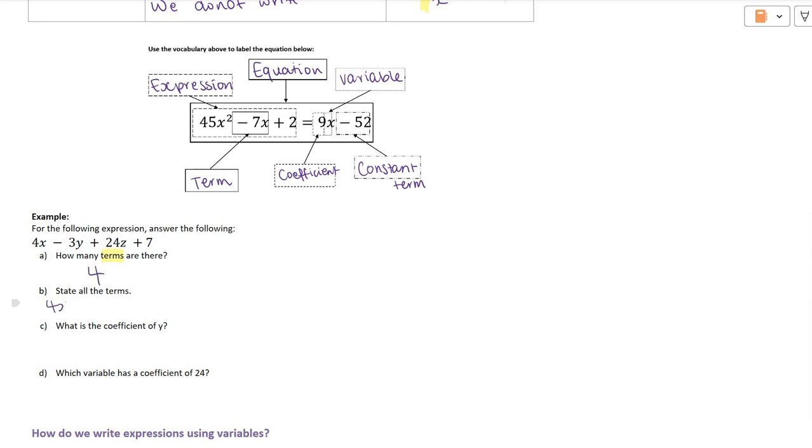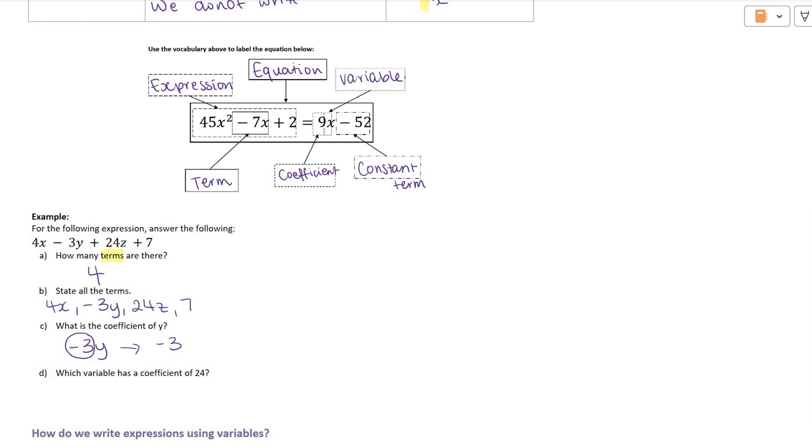Writing those out, I have 4x, I have negative 3y, you have to bring that negative with you. I have 24z and 7. So even though 7 is a constant, it's still a constant term, so it counts. The coefficient of y, once again, remembering that we're going to take that negative with us, the answer for that one is negative 3.